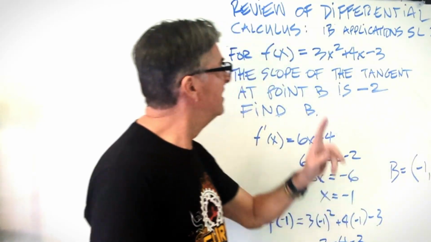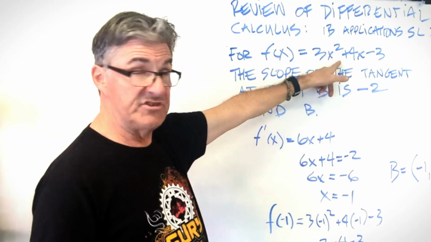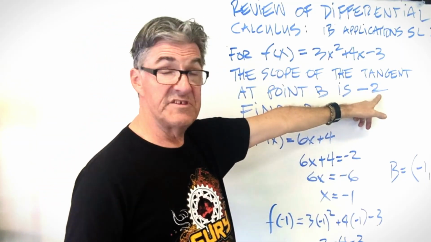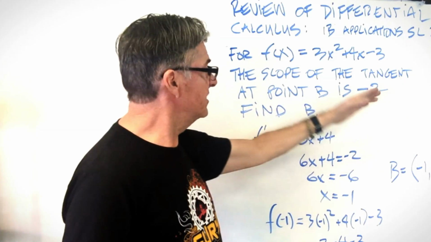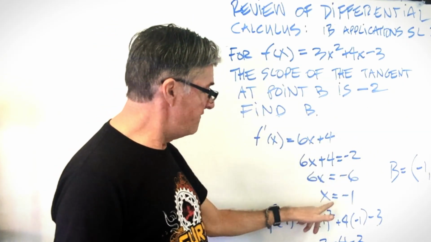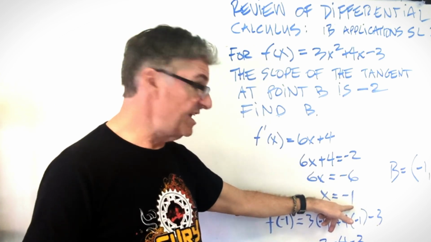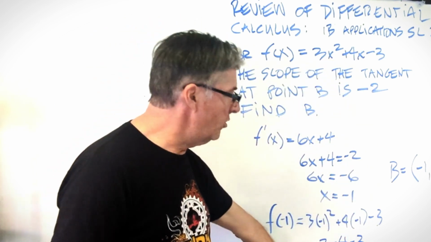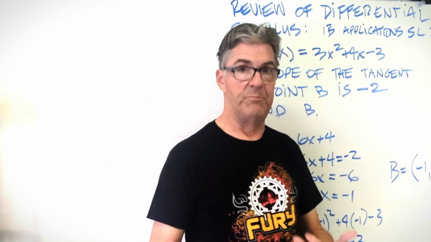So to summarize, this function has a tangent line at point B. We don't know what that is, but we know the slope of the tangent line is negative 2. So we can take the derivative, set the derivative equal to negative 2, do the math, find the x-coordinate of the point of tangency, then plug that x-coordinate back into the function, get the y-coordinate, and we have point B.